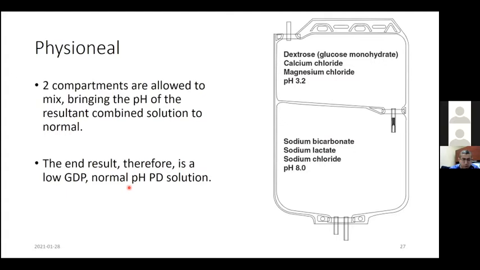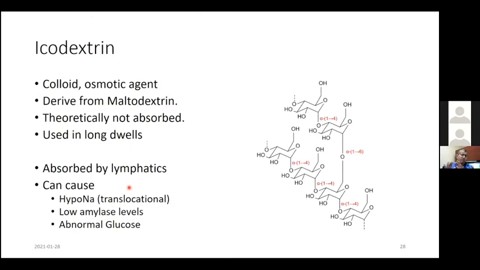Coming to what is icodextrin. Now, icodextrin is a totally different molecule. It's a polymer of maltodextrin. Because it is a polymer, it cannot be broken down, and because it cannot be broken down, it cannot be absorbed. That's the whole theory. And because it cannot be absorbed, it keeps on pulling the water. However, the body can absorb it by lymphatics. Remember, the lymphatic is the place where icodextrin will get absorbed.